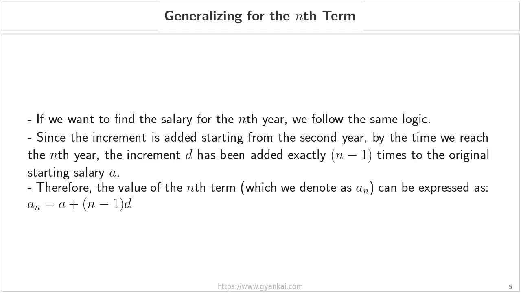Therefore, we can now write a universal formula. The value of the nth term, which we denote as a sub n, can be expressed as a sub n equals a plus the quantity n-1, all multiplied by d. This formula is powerful because it allows us to skip all the tedious addition and jump straight to any term in the sequence. Now that we have looked at the pattern for the first 5 years, let's take a step forward and generalize this logic so we can find the salary for any year we want.